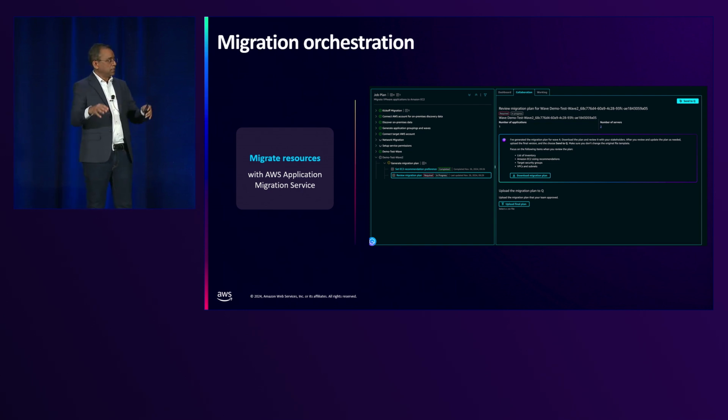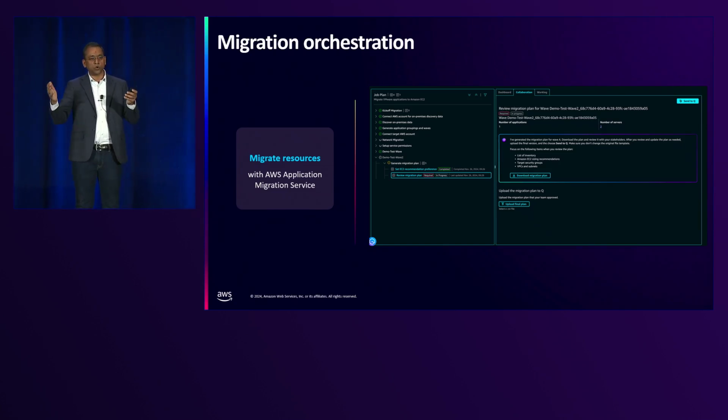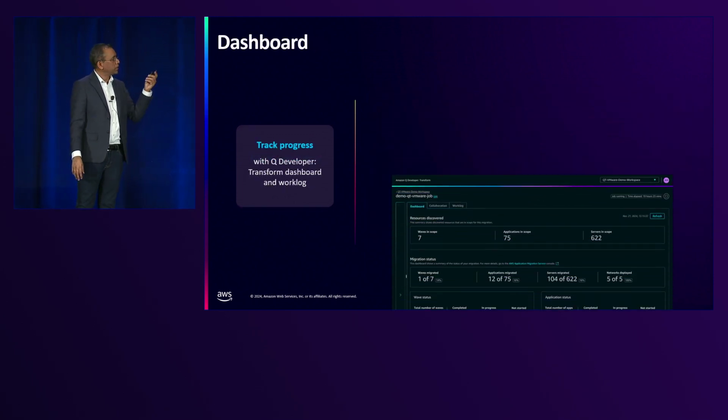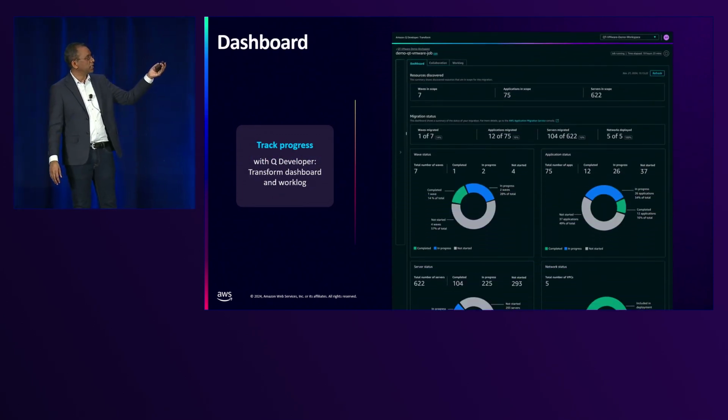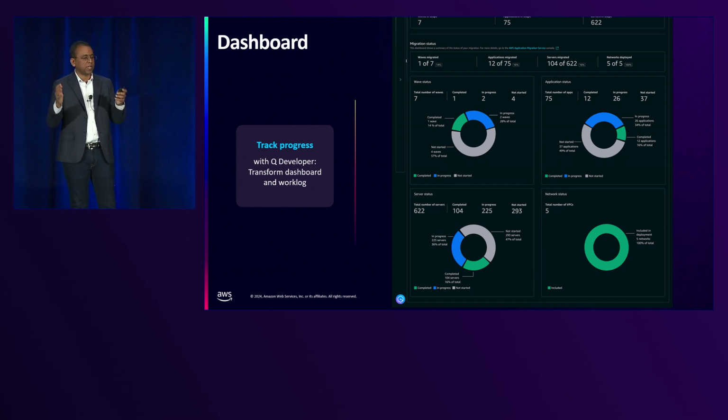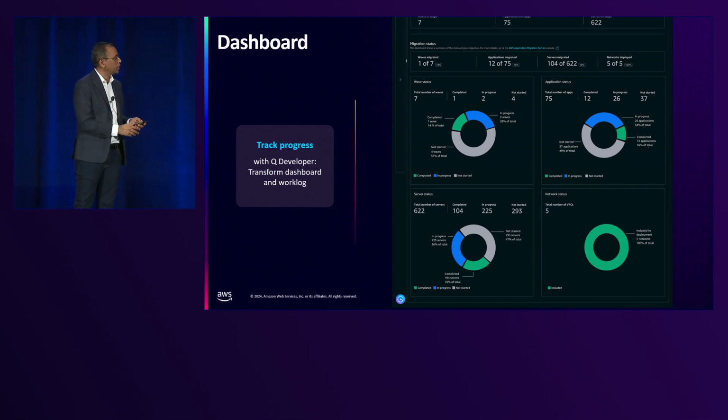And you are still in the web console, where you will start getting updates on what resources are already deployed, what is the progress, how it is moving forward. So you can visualize the progress with this dashboard. The dashboard provides you information of the servers, waves, applications and networks which are migrated, which are stalled, how it is moving forward, all of those things you can track.